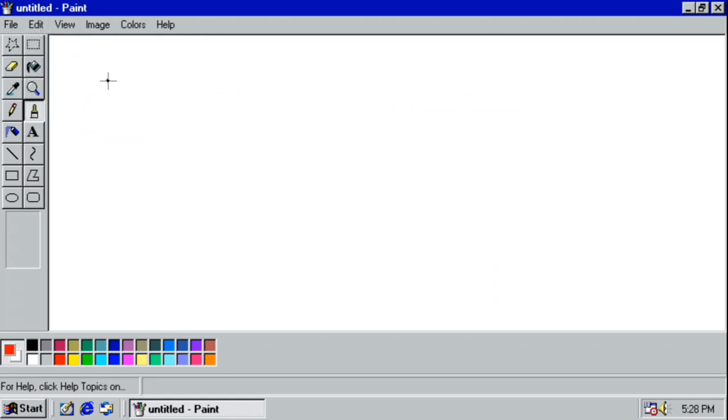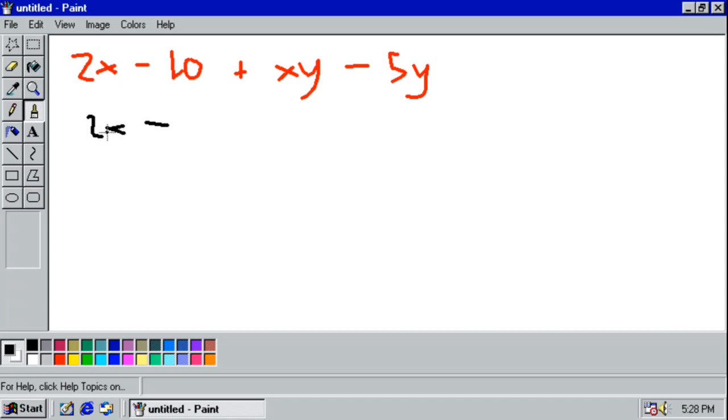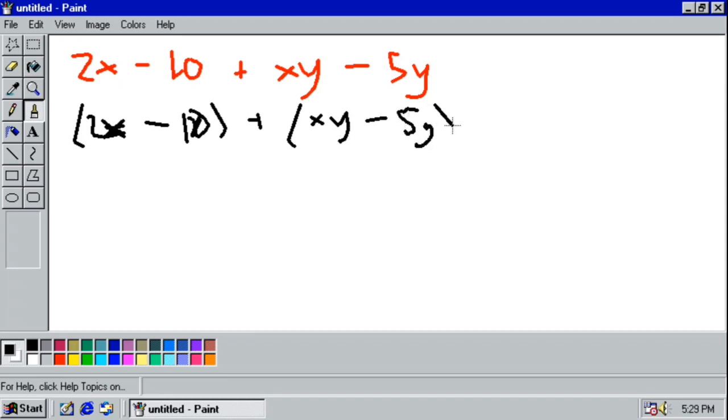Now let's have another example here. If you want to factor this, you can try. Separate the first and last two terms. Here is 2x minus 10. Since we have a positive sign here, use the positive sign, and then the last two terms, which is xy minus 5y.